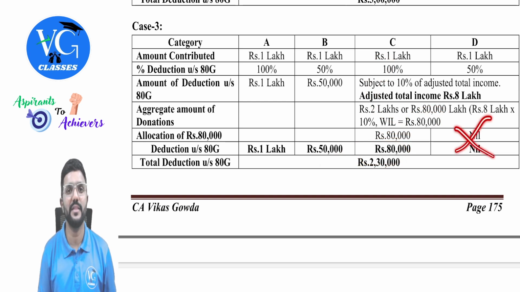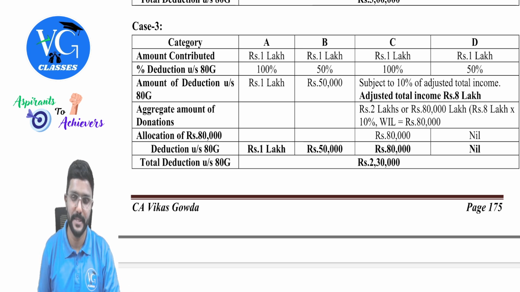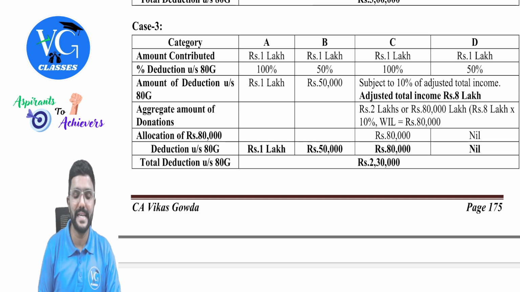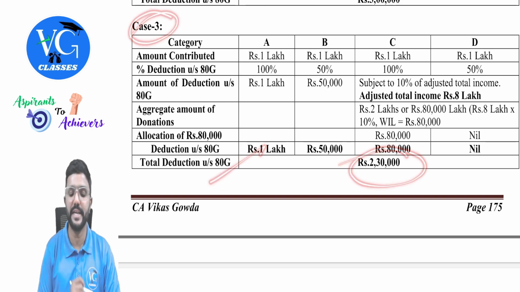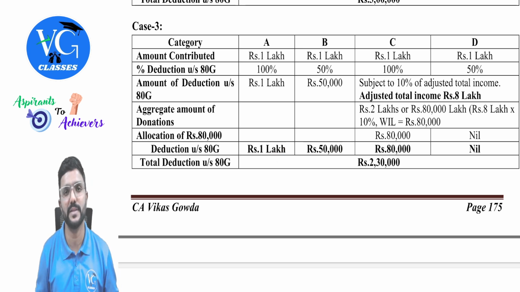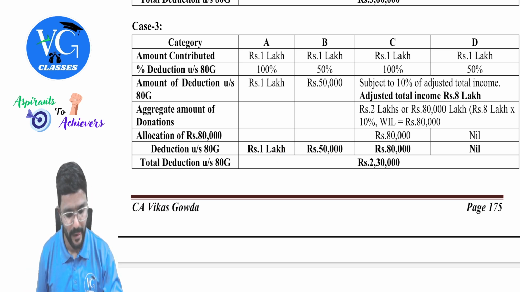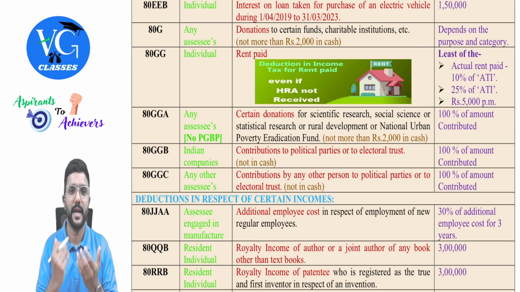Sir, what about D? Nothing. Nothing for D as we don't have sufficient money. So what is the total deduction in case 3 under section 80G is 2,30,000. Okay, and please be careful in case 2 and case 3, A and B remain the same. There is no change in that. Only C and D I have tried to explain because that is where normally students get confused, guys. Okay, sir. Fine. Coming back.